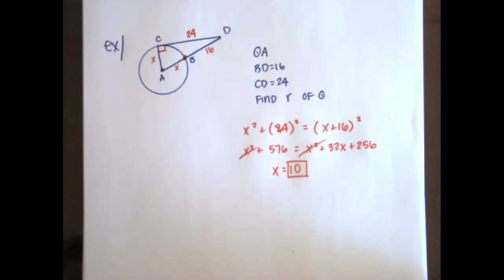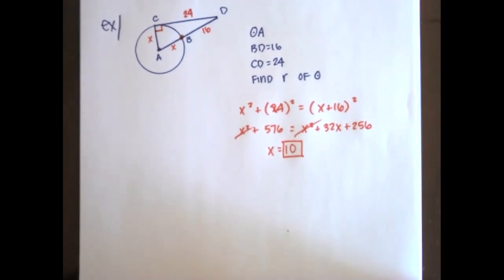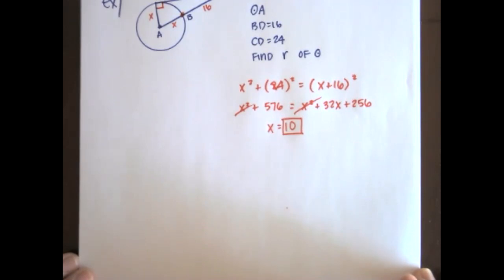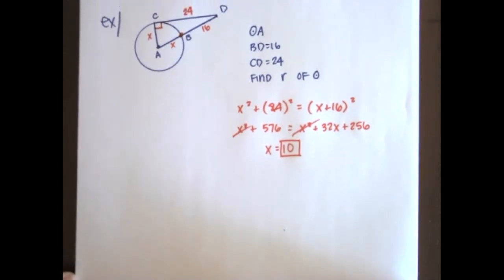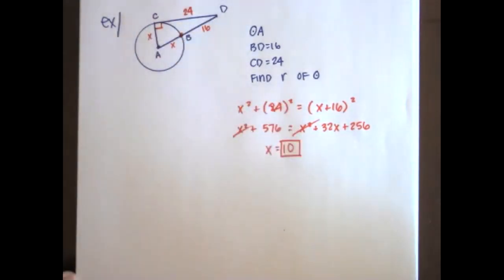Are we okay with that one? Why do we square it? We're using Pythagorean theorem. This is a right triangle, so a squared plus b squared equals c squared.